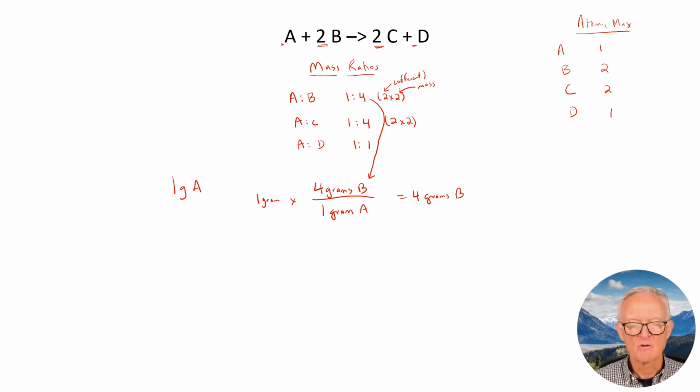Now remember, that differs from mole ratio. In the mole ratio case, let's say we had 1 mole of A, we multiplied by the mole ratio, which was 2 moles of B for every 1 mole of A, and we got 2 moles of B needed to react with 1 mole of A. So does that all make sense?